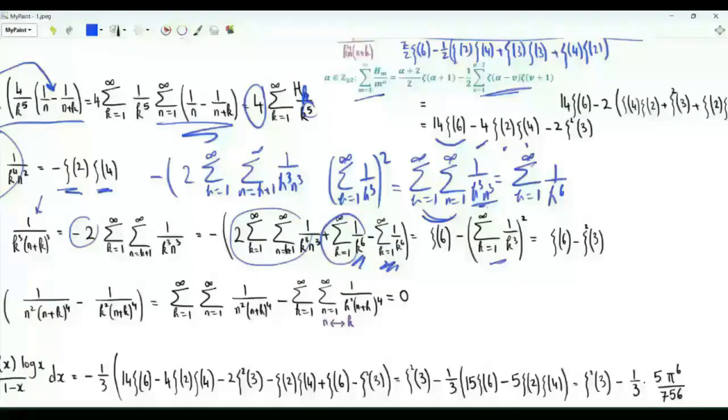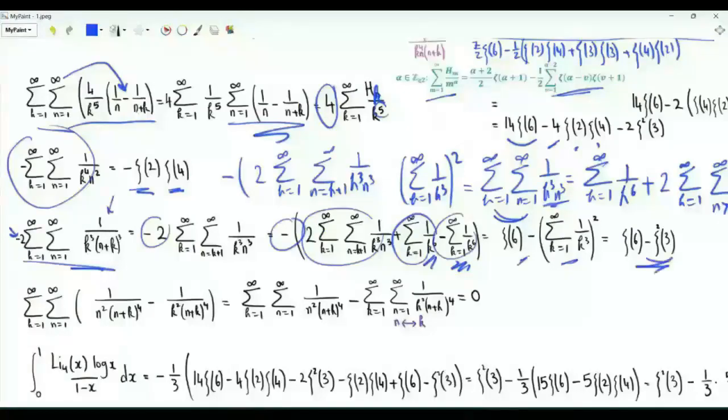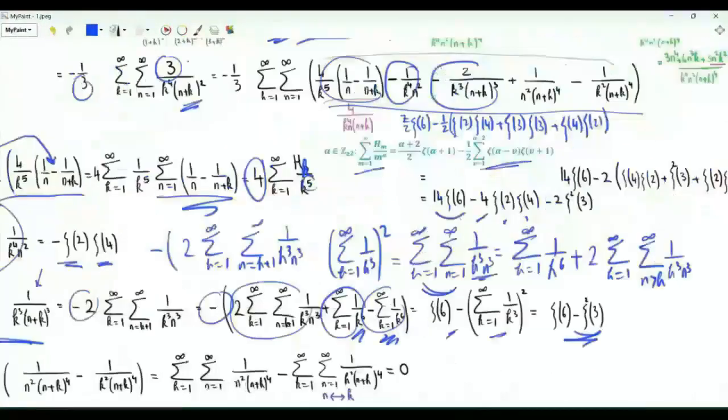We can interchange n and k. The remaining terms can be written as double the summation k from 1 to infinity, summation n greater than k of 1 over k cubed, n cubed. This double sum is zeta of 6 minus the square of zeta of 3.